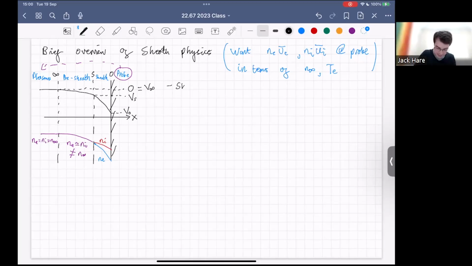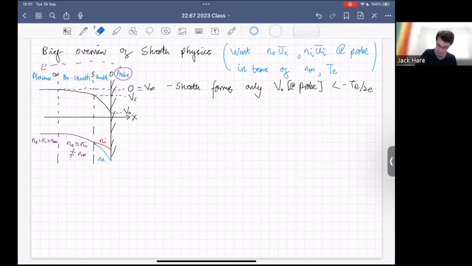So we only get a sheath when our V0 at the probe is less than minus T_e over 2e. So that's T subscript e. This is the first result that is completely non-obvious. I have not derived this. This is just true.